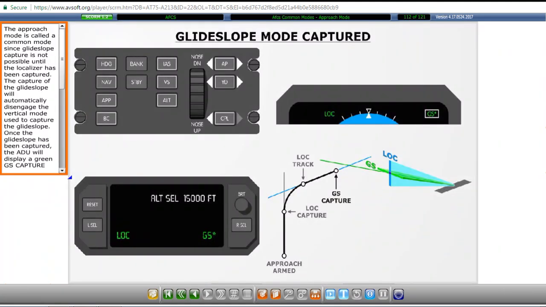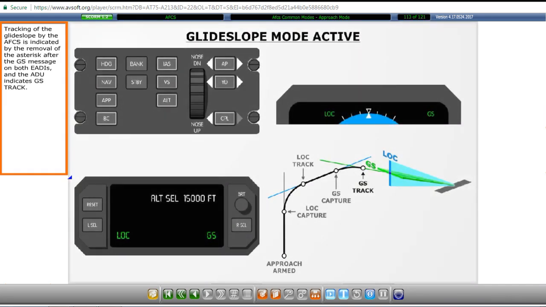The approach mode is called a common mode, since glide slope capture is not possible until the localizer has been captured. The capture of the glide slope will automatically disengage the vertical mode used to capture the glide slope. Once the glide slope has been captured, the ADU will display a green glide slope capture message, and the EADIs will also indicate a green glide slope message. Notice that the EADI glide slope messages have an asterisk after the message to indicate that the glide slope is being captured. Tracking of the glide slope by the AFCS is indicated by the removal of the asterisk after the glide slope message on both EADIs, and the ADU indicates glide slope track.